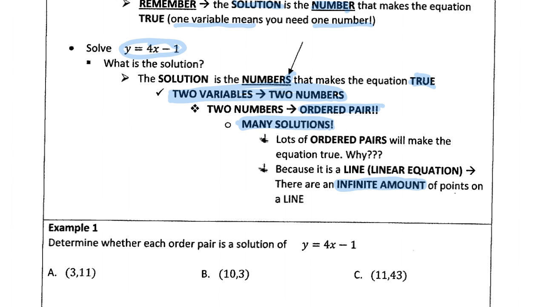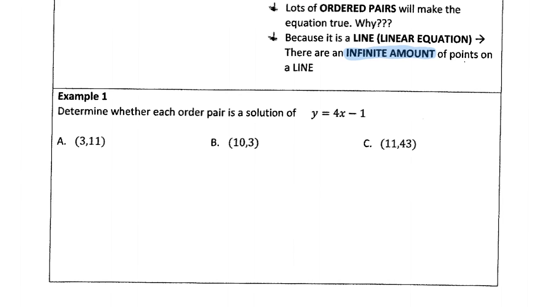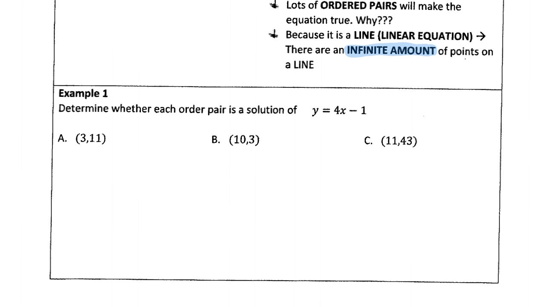Okay, so you may be thinking, all right, how can we figure this out? So we have to remind ourselves, what's an ordered pair? An ordered pair, remember, is x, comma, y. Now that I know what an ordered pair is, I'm going to look at this ordered pair down here on A, and I'm just going to first label which is my x and which is my y. So this 3 is my x, and this 11 is my y.